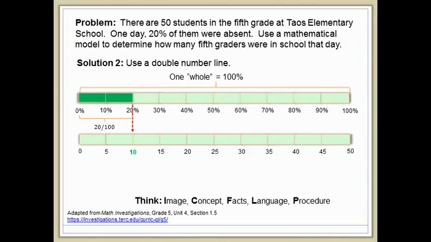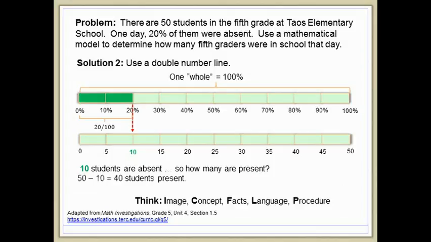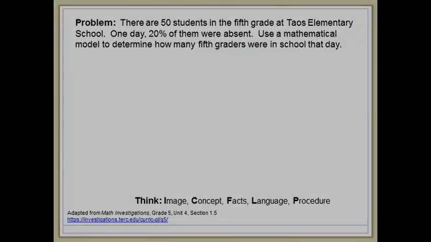So that's the concept behind it, and now they recognize that 10 students are absent, need to go back and look at the problem and recognize that the question is how many are present. To do that, we'll subtract the 10 absent from the 50 total and get that 40 students are present.